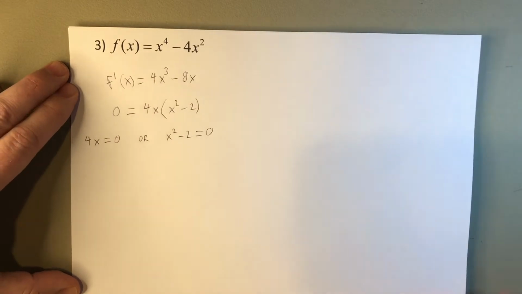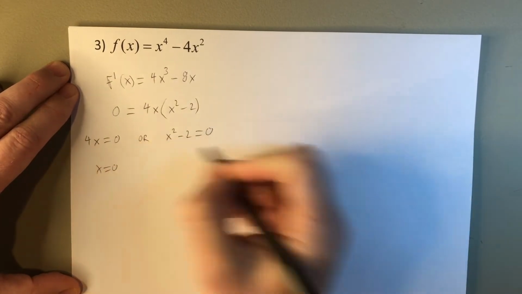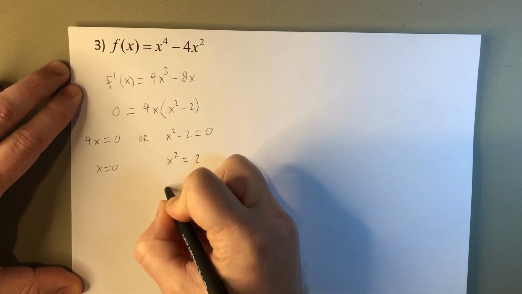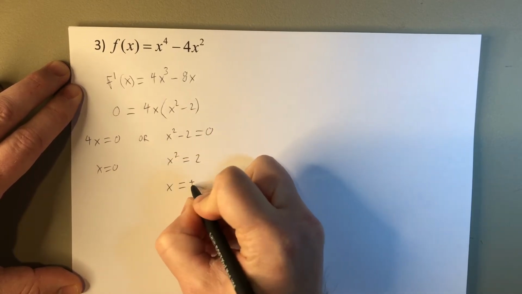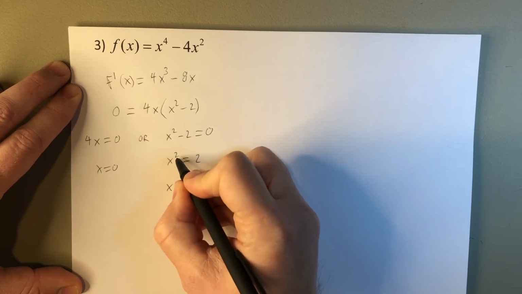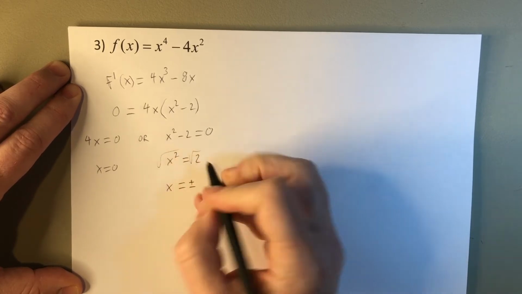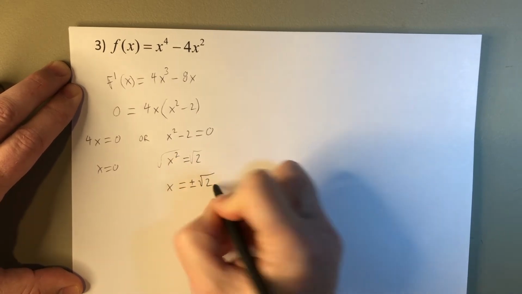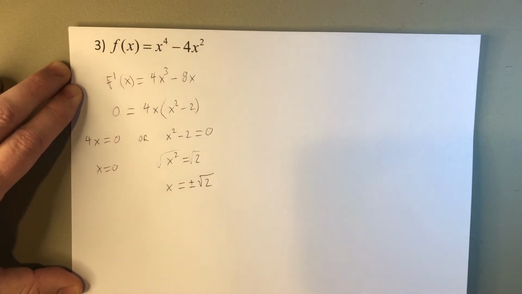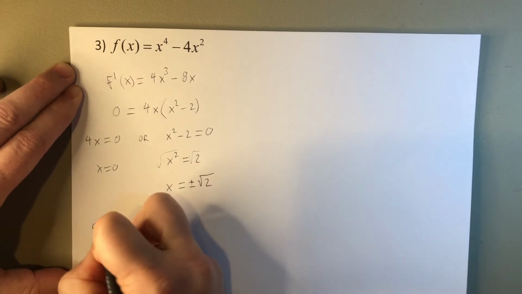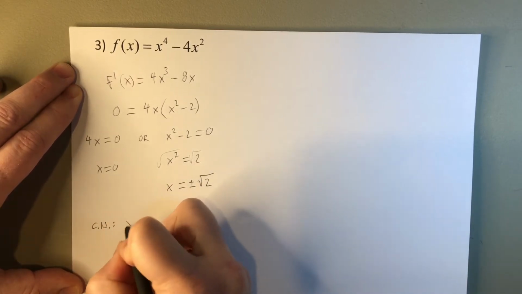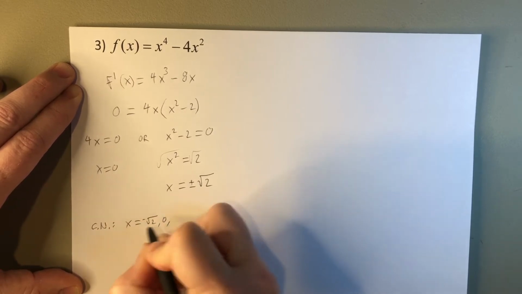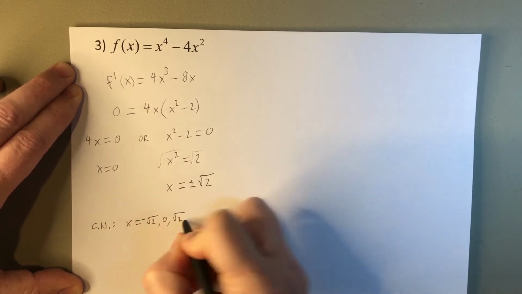Okay, so this one would be x equaling 0. This one would be what? X squared equals 2. So therefore, x will be plus or minus. It's quadratic. So I'm taking the square root of both sides, but I'm remembering it's to the second power, so it's plus or minus radical 2. All right, so all of these are critical numbers. So we have negative radical 2, 0, and positive radical 2.